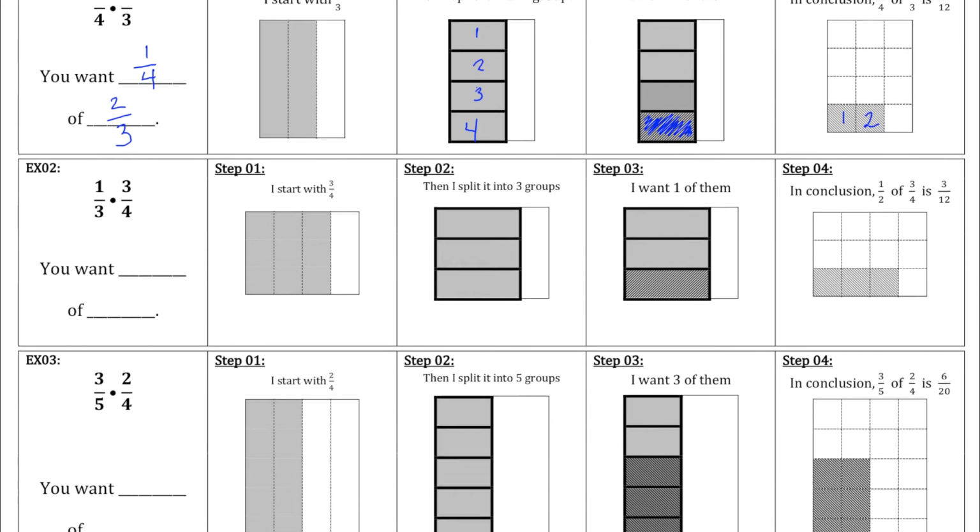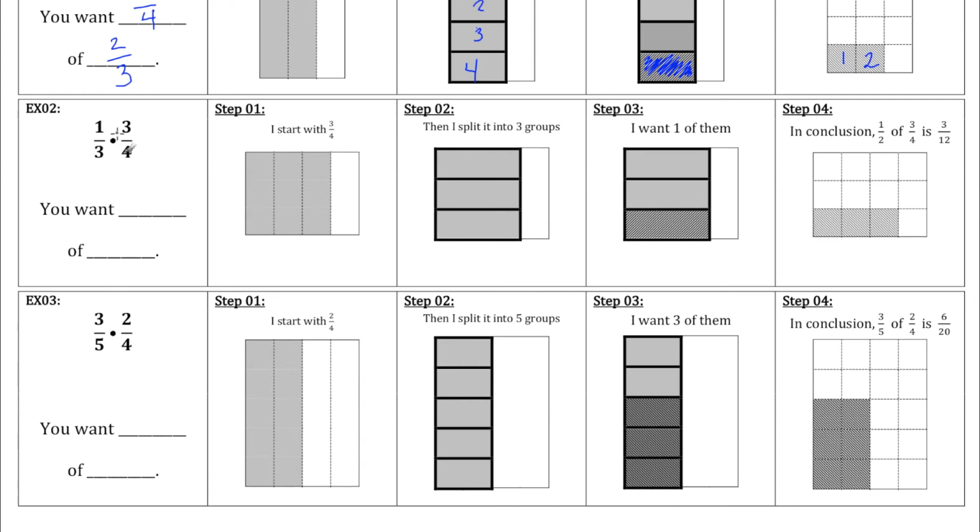Let's walk through it again. 1/3 times 3/4. This means that I want 1/3 out of 3/4. 1 out of 3 pieces I can make from 3/4. So my job is to make 3/4 first. So step number 1, I make 3/4. 1, 2, 3 out of 4 pieces. I want 1 out of 3 pieces of 3/4. So I need to split my 3/4 into 3 pieces. 1, 2, 3. But remember, I don't want all the 3 pieces. I only want 1 of them.